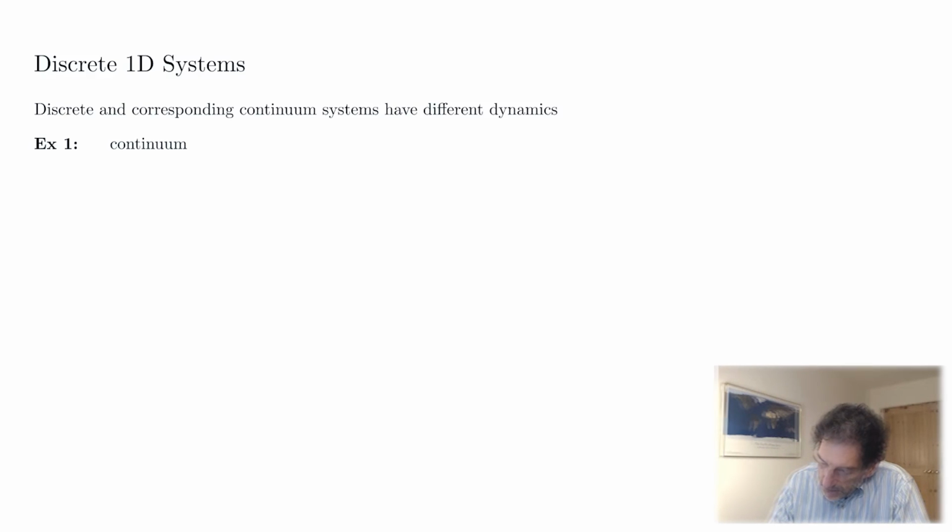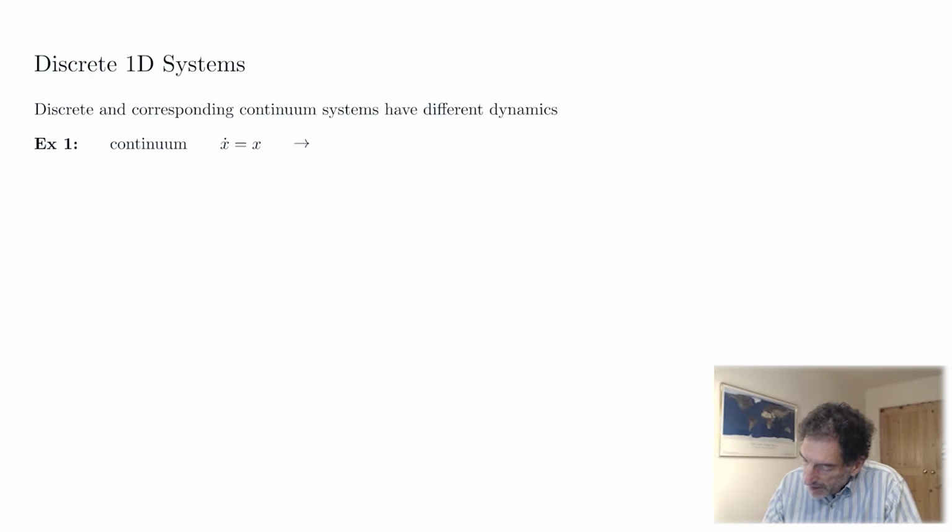So in the continuum, let's consider the one-dimensional system x dot equals x. And the solution to this is simple. x of t grows exponentially in time. But now let's take this continuous system and construct from it the corresponding discrete system. And the way we can do that is we first write the derivative explicitly as a difference. So on the left-hand side, x dot we can write as x of t plus delta t minus x of t divided by delta t, and this is equal to x.